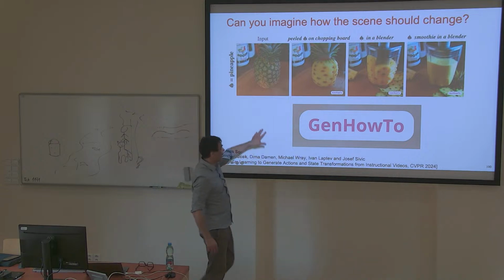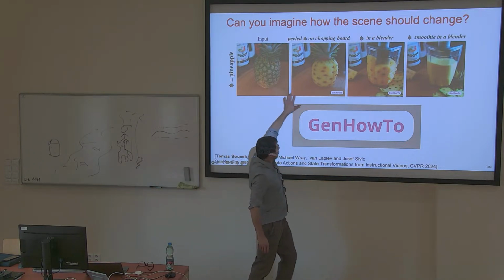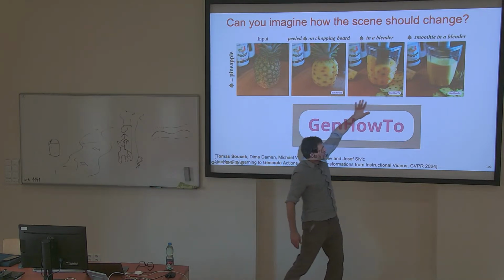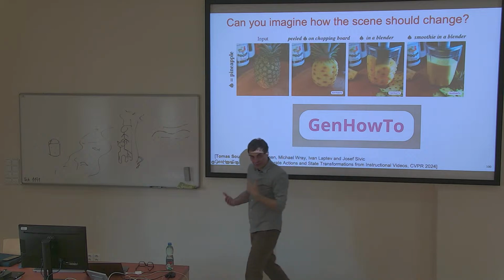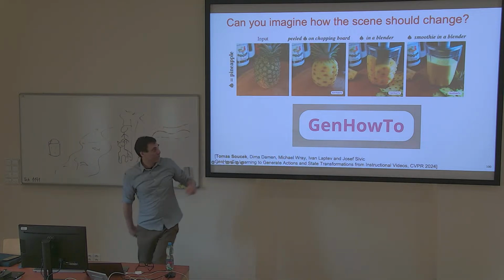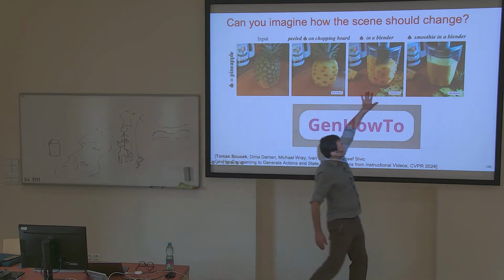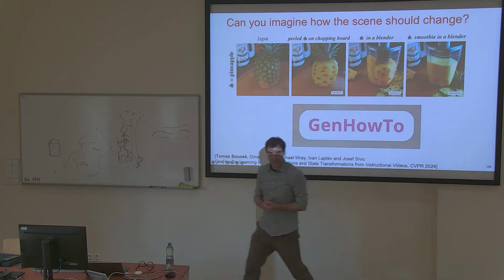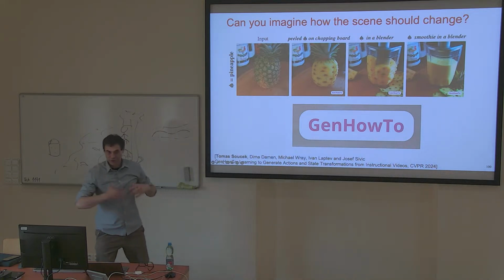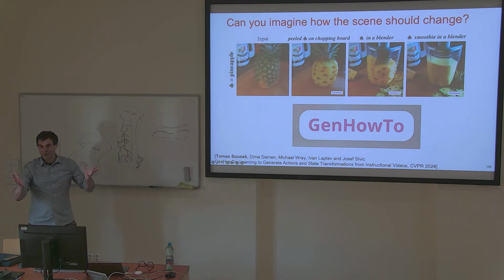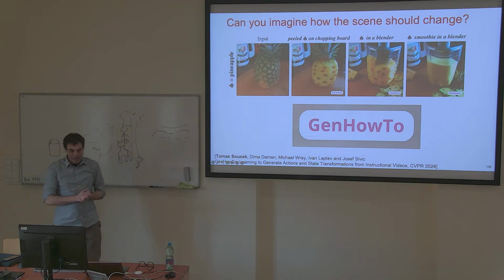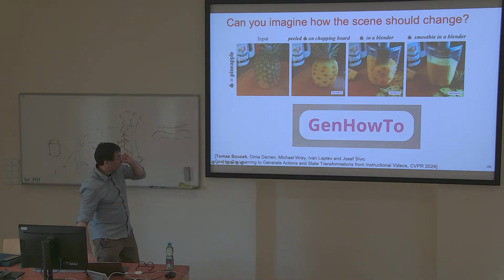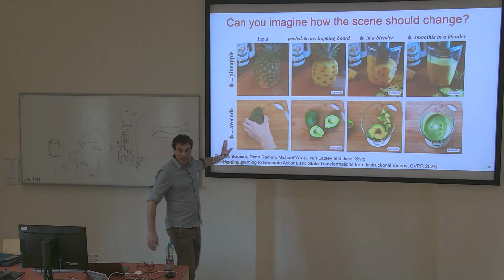The work is called Gen How To, and it shows, this is the peeler, this is in the blender, and this is after you blend it. One could simulate the physics going from this to this, but it may not be that easy. So here, we are just going to train a generative model, which is going to, based on training, show how it should look blended. Of course, we can do it for a different object. We can do it for an avocado as well.